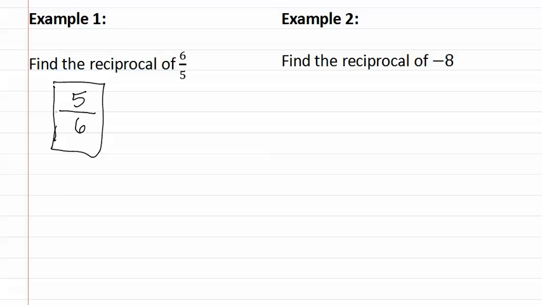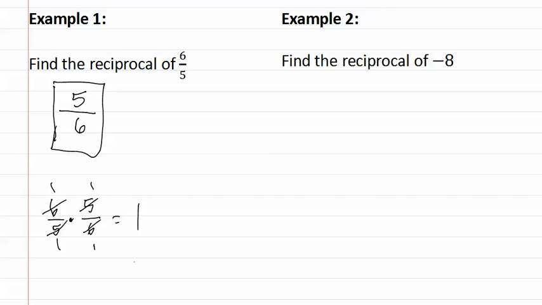Remember, if you want to double check if you have the right one, on the side do a little scratch work, in which we have 6/5 times 5/6. After reducing, we get 1. So we know we have the correct reciprocal. Let's look at example 2.